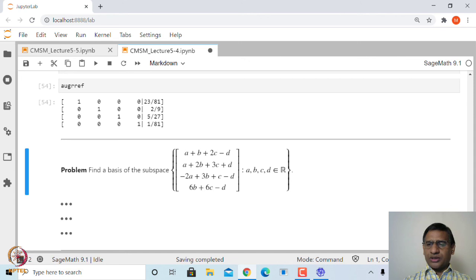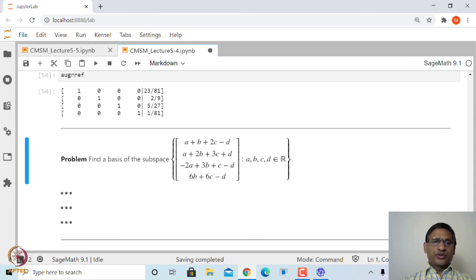Let us just take one simple exercise. Suppose you are given a problem to find a basis of a subspace which is denoted by this set of all vectors of the form (a + b + 2c - d, a + 2b + 3c + d, 2a - 3b + c - d, 6b + 6c - d), such that a, b, c, d are real numbers. You want to find a basis of this subspace.